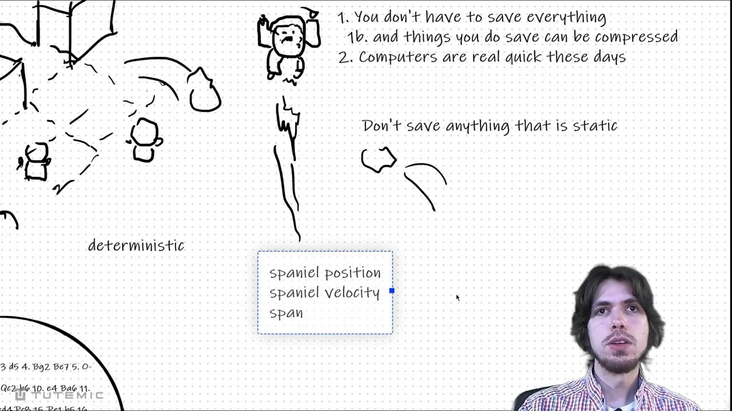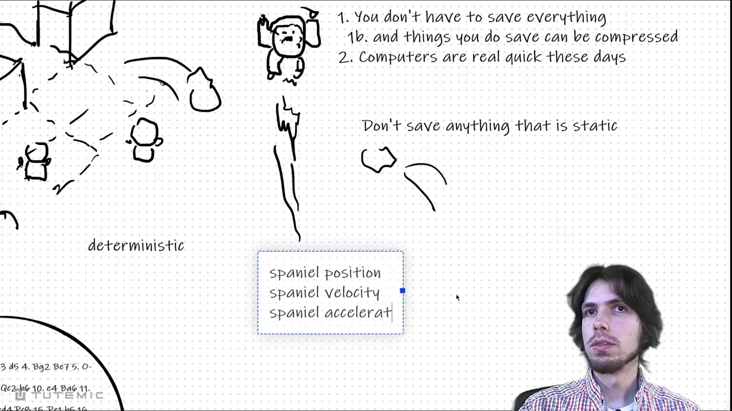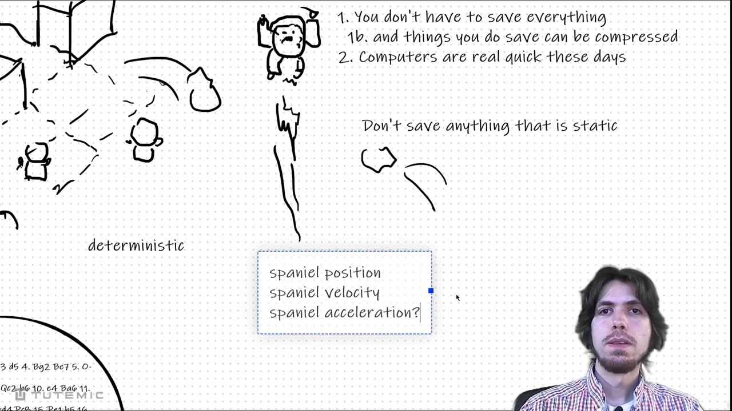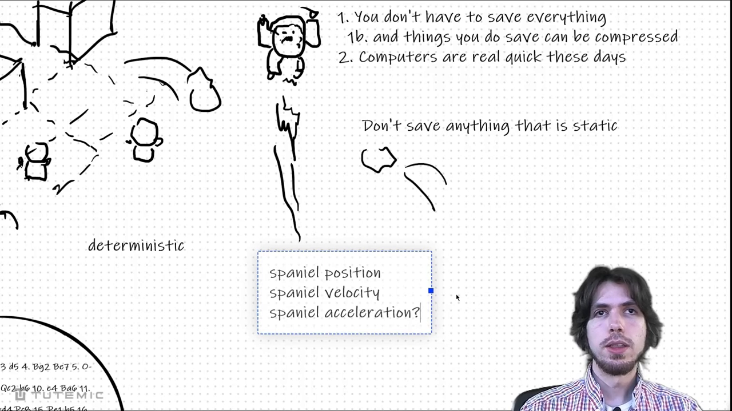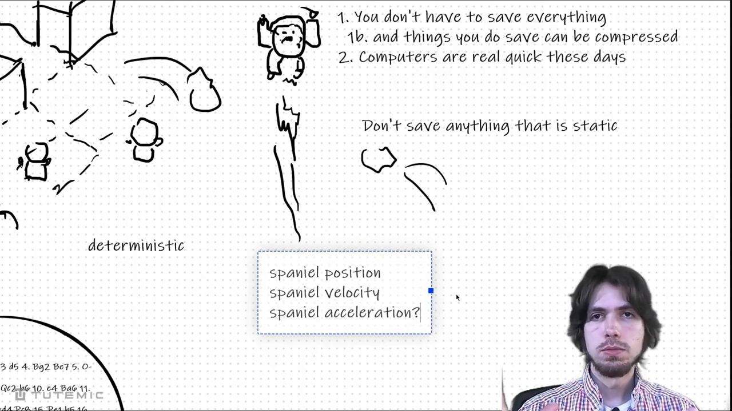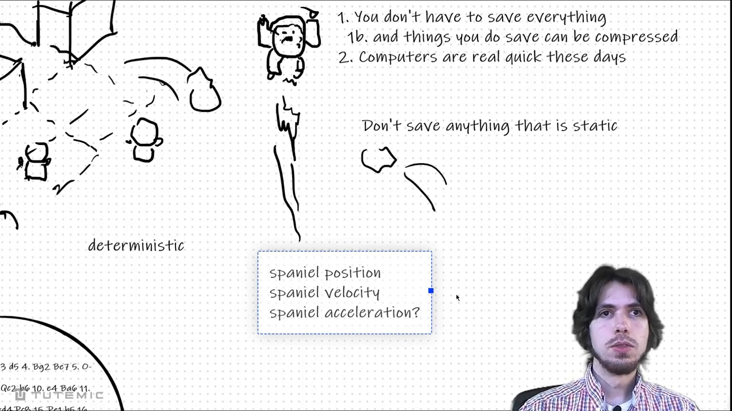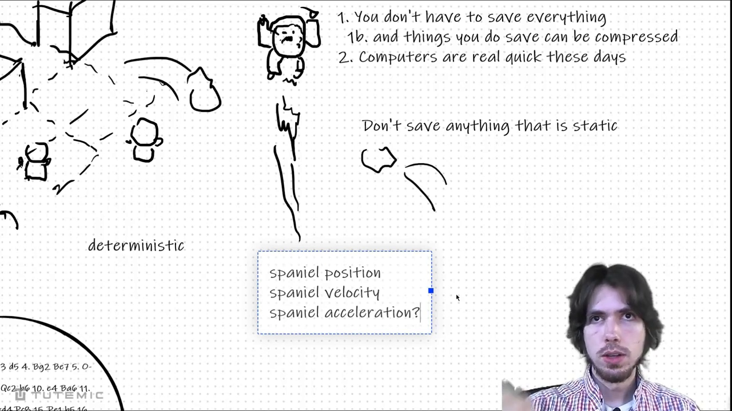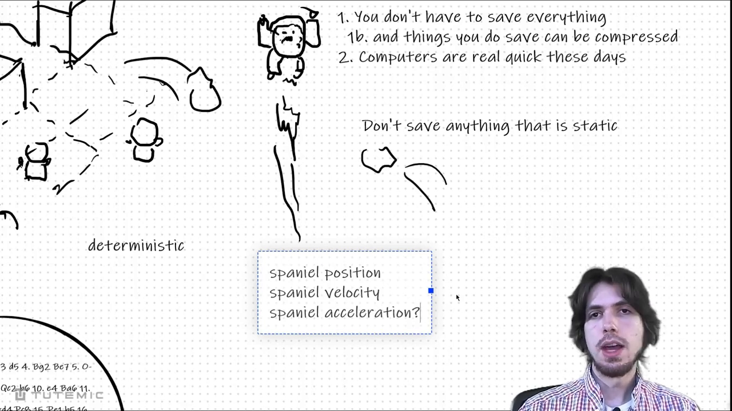But what about the spaniel's acceleration? Is that important? It depends. But let's say in this game there's a fixed gravity, like the whole 9.8 meters per second squared kind of thing. Whatever the gravity is in this particular game, it's probably fixed. And if it has a fixed gravity, then whatever the velocity was of the spaniel at that particular moment, as soon as you stop rewinding, it's going to continue to maintain that acceleration and keep pulling that spaniel down from where it left off. So its acceleration is constant.